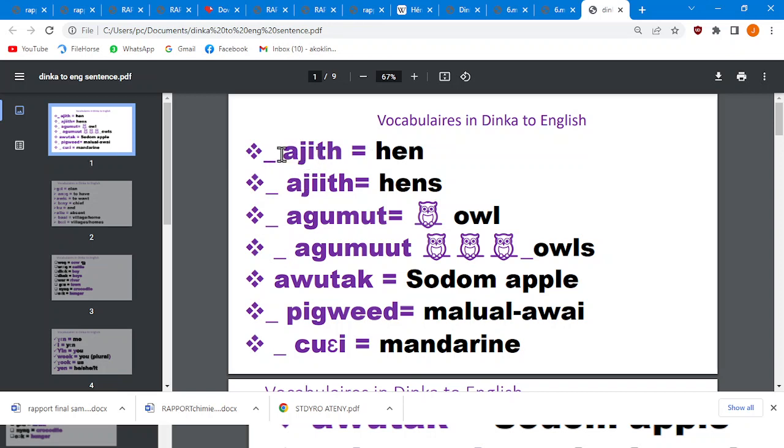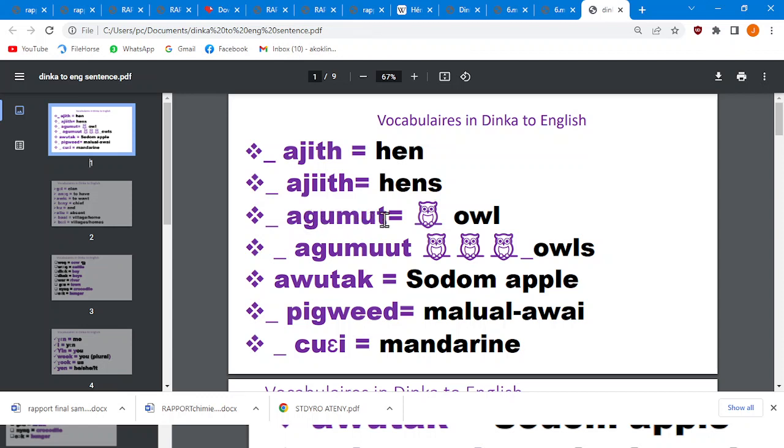Ajit in Dinka. We change it into English. It is called hen. Plural form of Ajit is called Ajit. Ajit means hands in English.